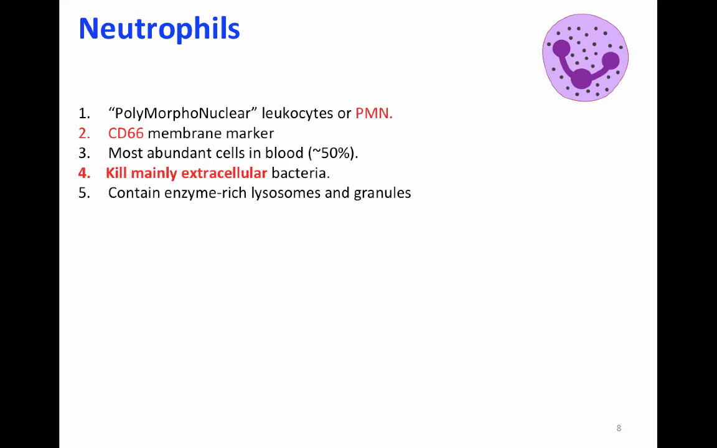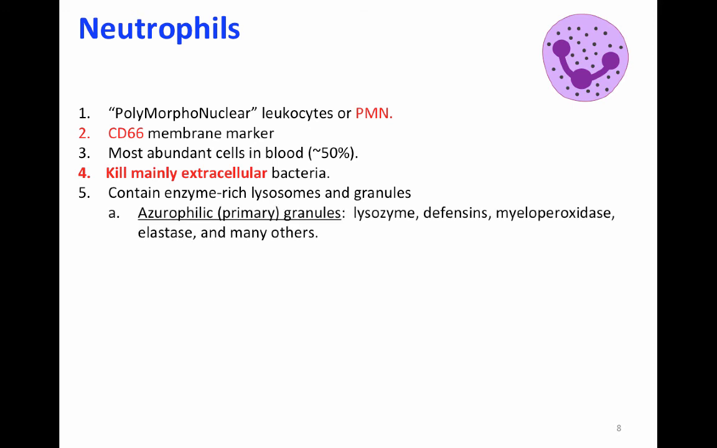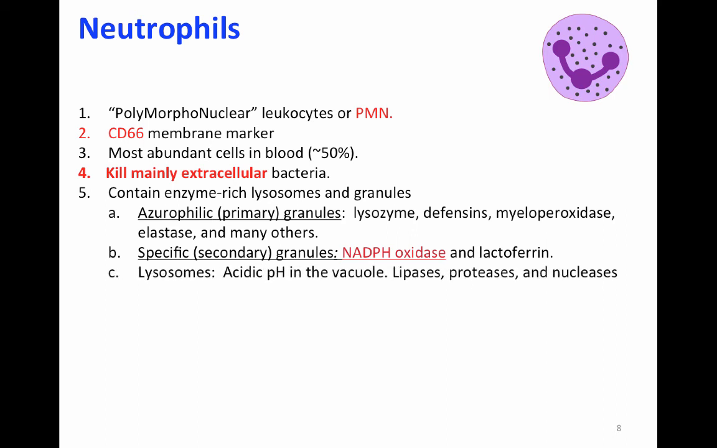In addition, neutrophils contain enzyme-rich lysosomes and granules. These release lysozyme, defensins, myeloperoxidase, elastase, and many other effectors. Specific or secondary granules include NADPH oxidase and lactoferrin. Lysosomes are also present in the neutrophils. They contain an acidic pH, as well as lipases, proteases, and nucleases that will be used in the killing of microbes.